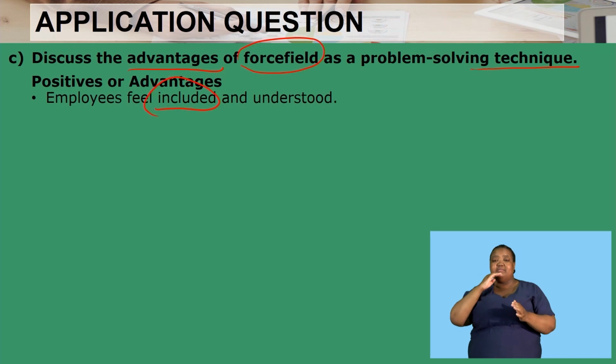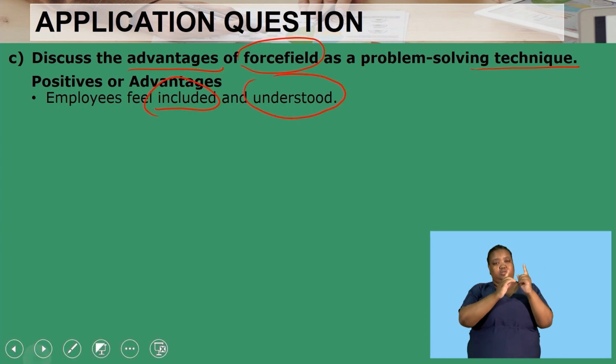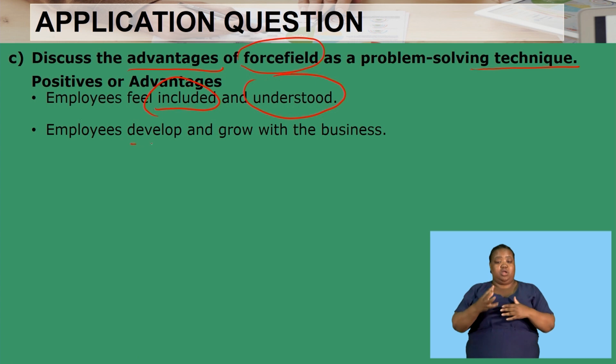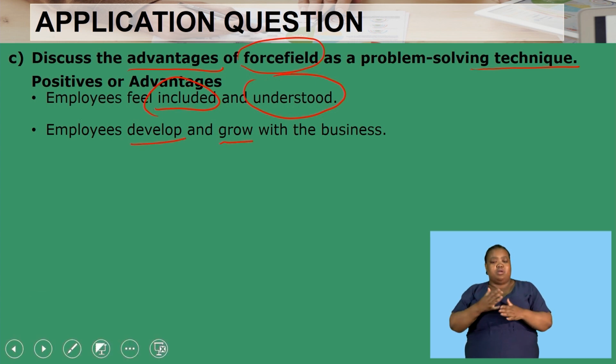Remember with the force field, we need to look at the forces for and the forces against our desired outcome. So what we're going to do, we are using employees as part of this whole activity to come up with the desired solution by weighing them, 1 being weak and 5 being strong. So now employees, they feel included and they feel understood. Number 2, employees develop and grow with the business.